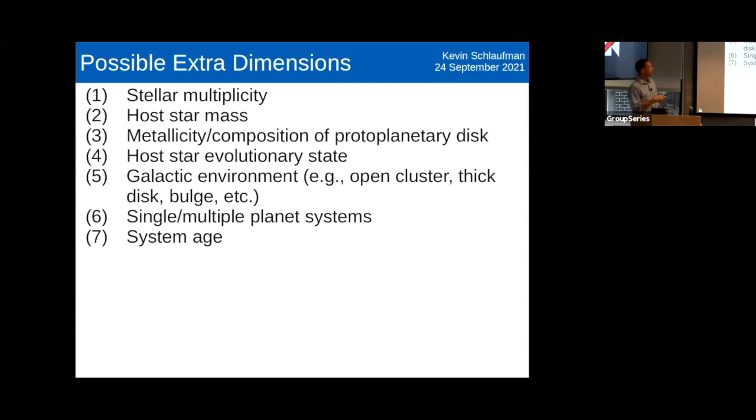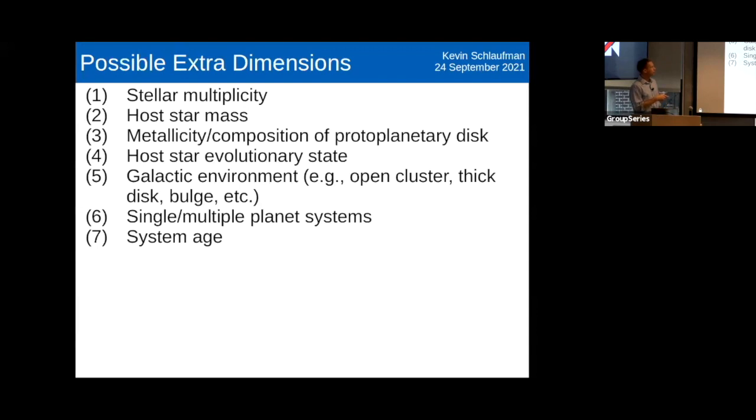Host star mass. So we have now a range of about 20 times in host star mass, from maybe 2 solar masses all the way down to about 0.1 solar masses, where we've seen different planetary systems. That clearly has some role to play.